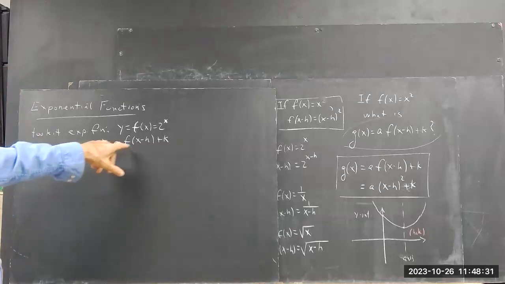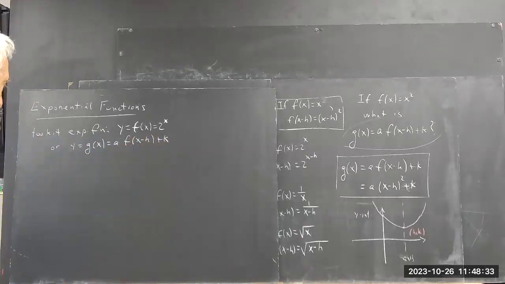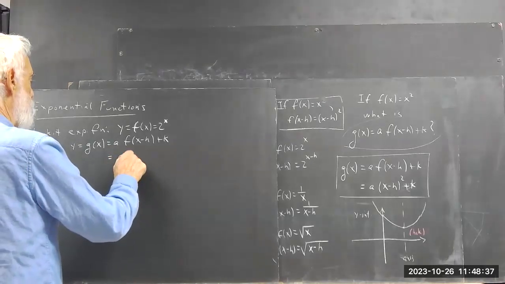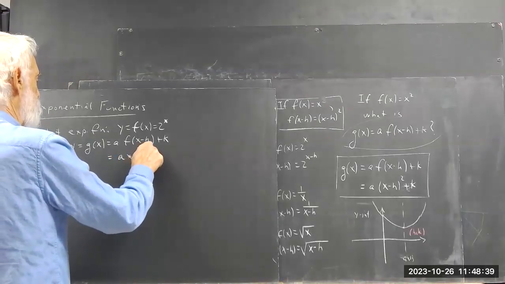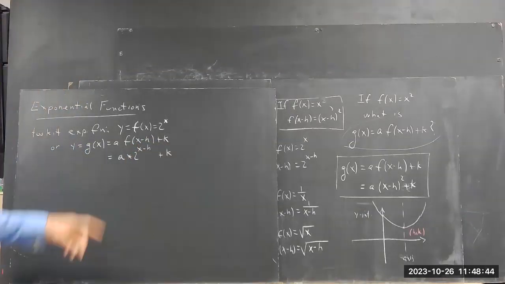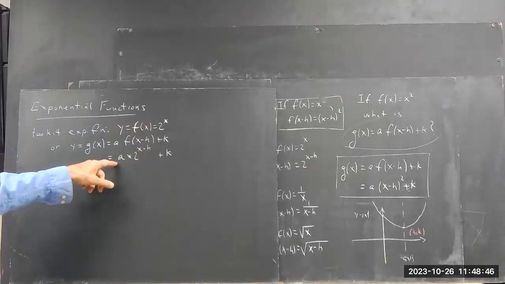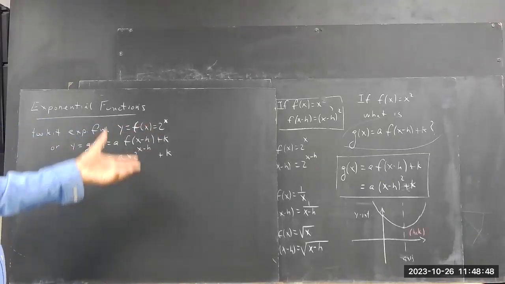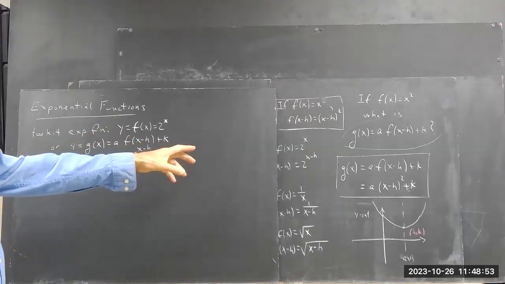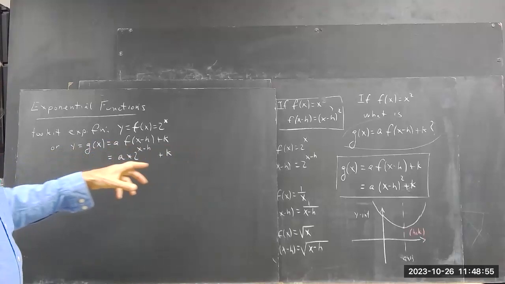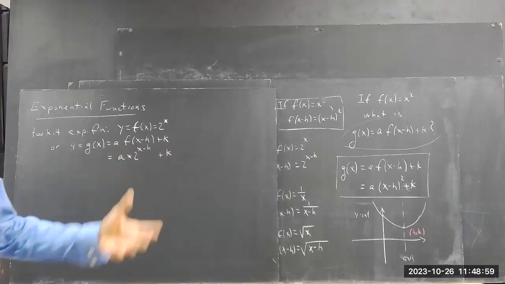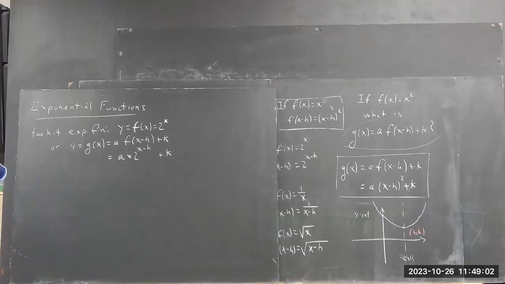v of x equals a f of x minus h plus k, which is a times 2 to the x minus h plus k. You vertically stretch this thing by factor a. If a is negative, you flip it over the axis, and then you move your red dot h units in the x direction, k units in the y direction. You've got a perfectly good exponential function.